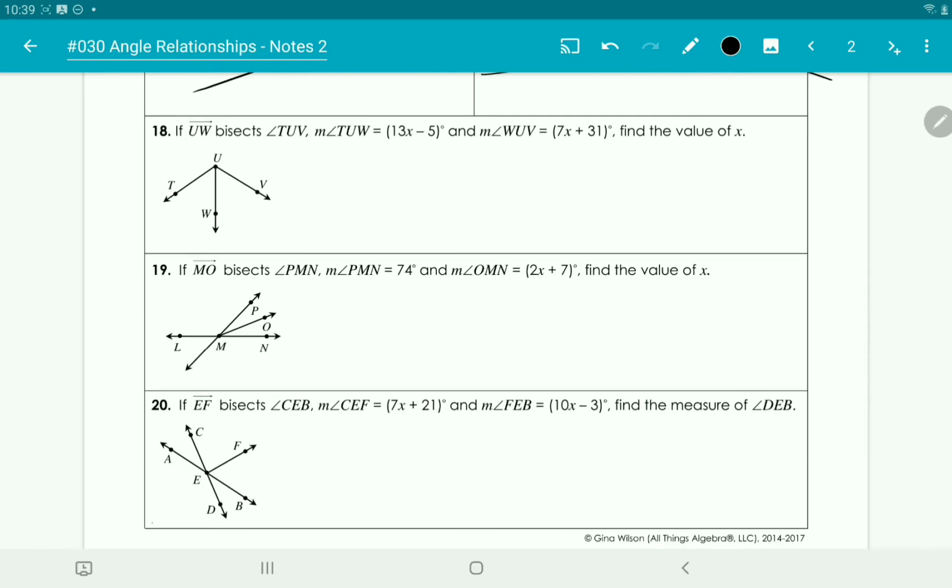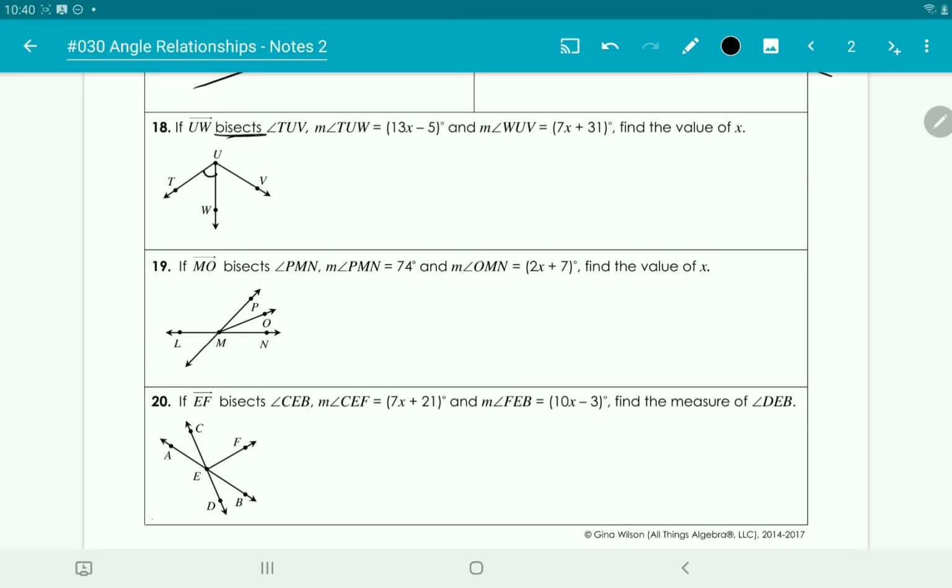Okay? Number 18. Okay? Bisect. The word bisect means they're equal. So UW bisects this entire angle TUV, so both halves are equal to each other. Those two angles are the same. So TUW is this 13x minus 5, and WUV is this one, 7x plus 31. Since we have the word bisect, those two that are created are equal to each other. So 13x minus 5 equals 7x plus 31.